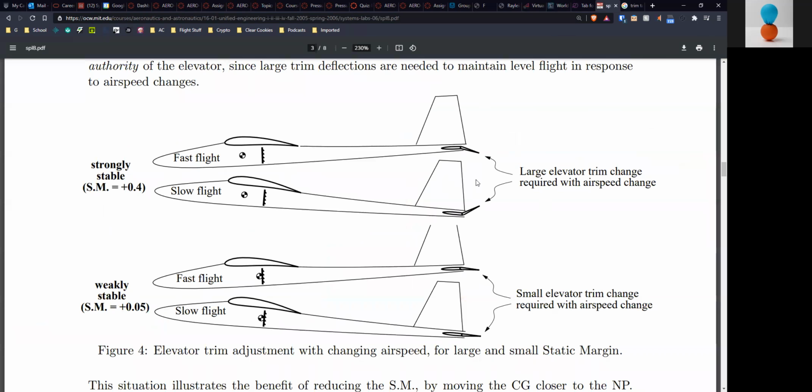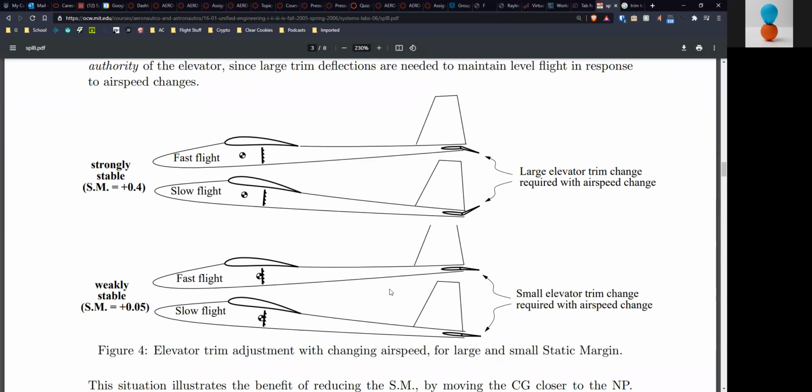And so the trim condition is the one where you don't need to hold the primary flight controls, so they can be at neutral and you're still flying usually straight and level, but you can trim for a turn or whatever. So understanding that is good, because if you are strongly stable, then you need more trim to be able to fly straight and level at the same range of speeds.